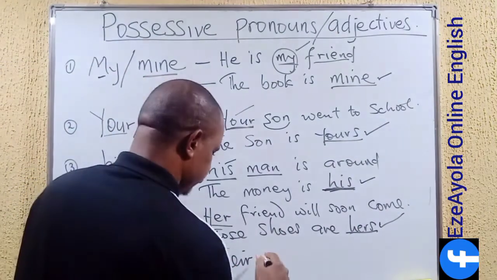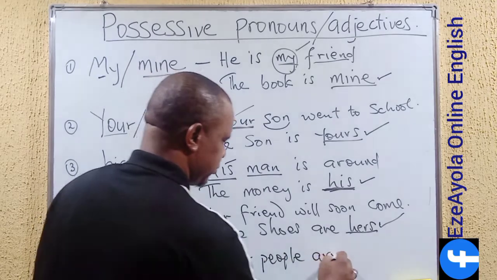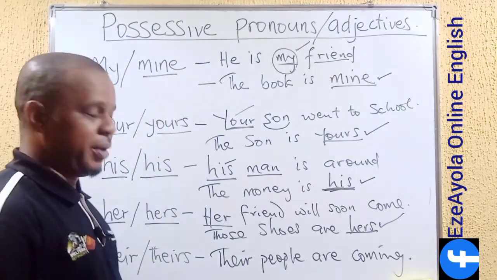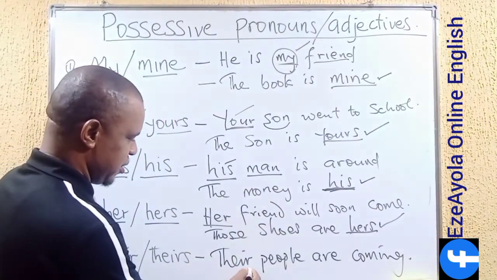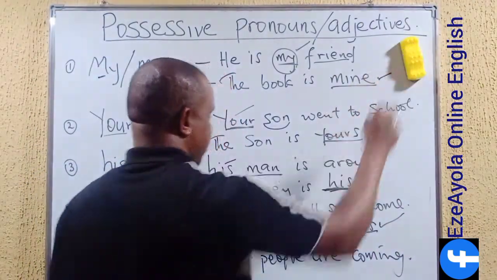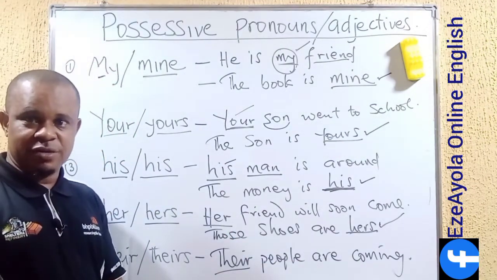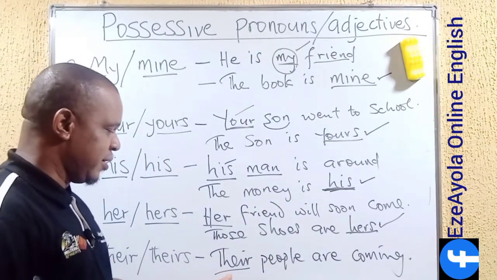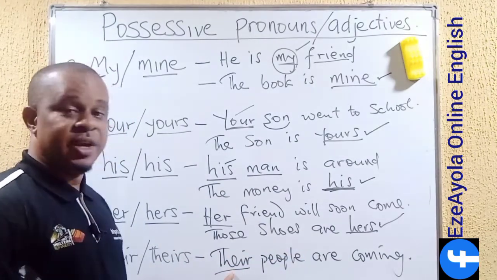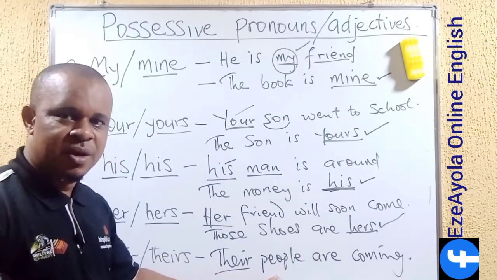Their people are coming. Look at this. Their people. All right? The emphasis here is that people are coming. Which people, of course? Which people are coming? Their people. Now, when we say their people, "their" here is an adjective, okay? Describing the people.